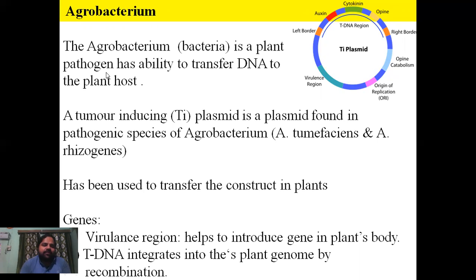And they have some special gene constructs. One is the virulence gene. We can see here the virulence gene. This gene helps this vector to introduce the gene into the plant's body. Means it will transfer the construct in the plant body. And the second main region is the T region. This T region helps this vector to integrate into the plant's genome to express the gene of interest.